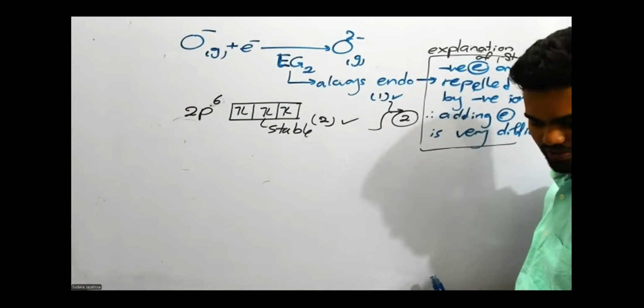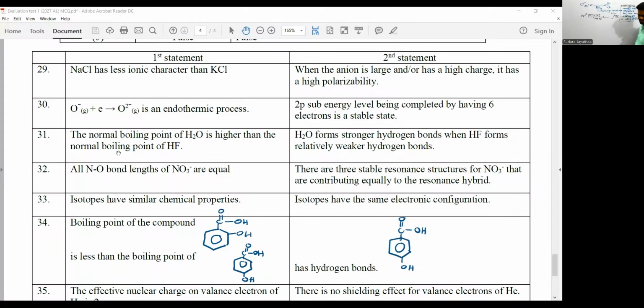The next one, question number 31. The normal boiling point of water is higher than the normal boiling point of HF. That is correct. Why? The reason is, now, the reason you had to write before going to the second statement. Why is the boiling point of water higher?